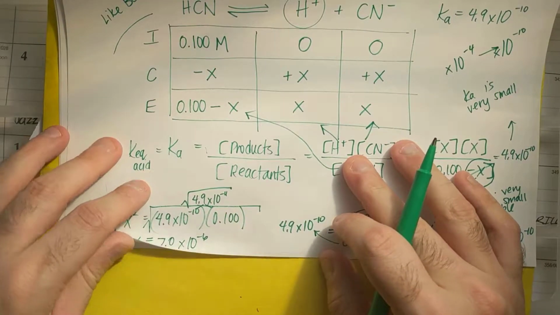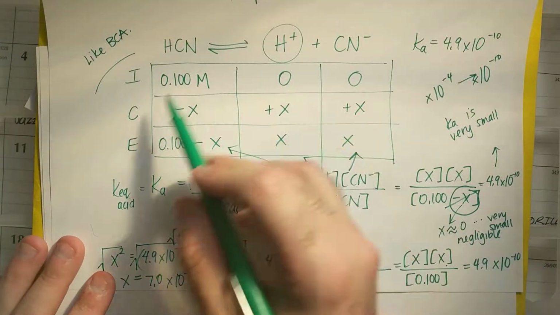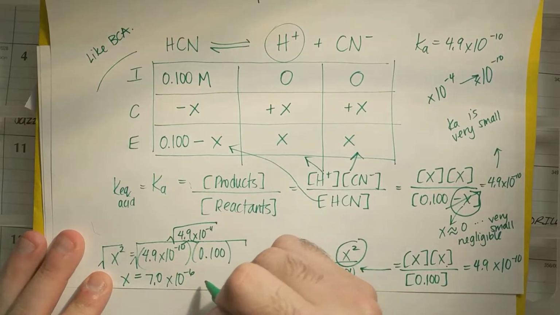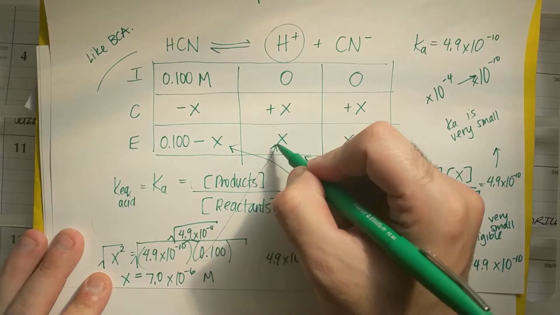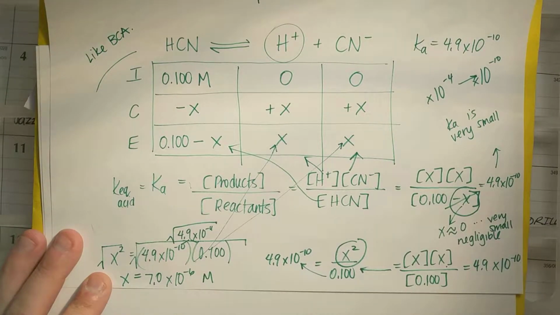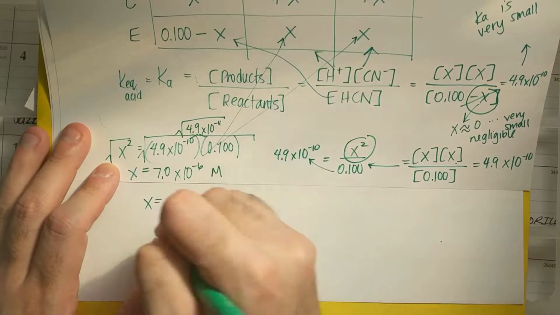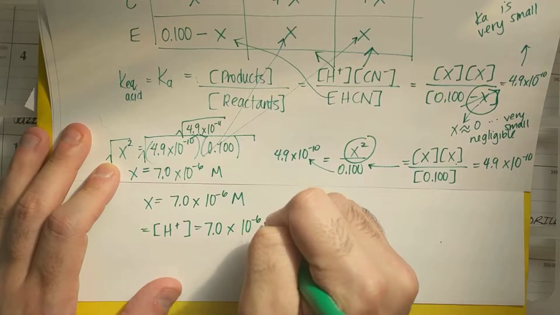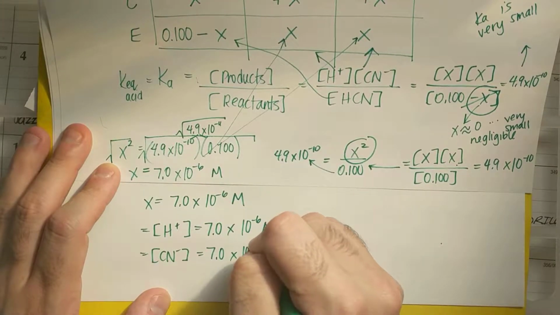So if X is equal to 7.0 times 10 to the minus 6, what is X in my table here? Well, X is how many moles, or the molarity, of HCN that I use up. X is also equal to my concentration of H+, and it's also equal to my concentration of CN-. So X is equal to 7.0 times 10 to the minus 6 molar. It's equal to my concentration of H+, which is 7.0 times 10 to the minus 6 molar. It's equal to my concentration of CN-, which is 7.0 times 10 to the minus 6 molar.